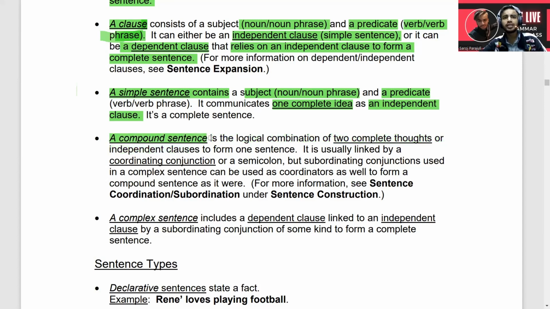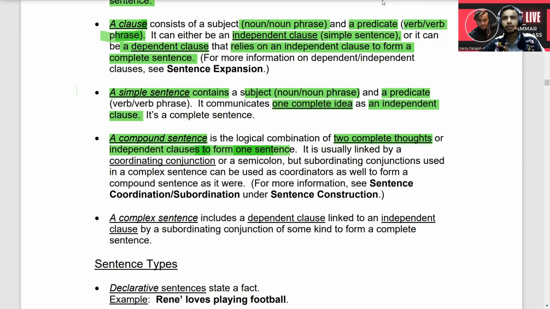A compound sentence is the logical combination of two complete thoughts. Two complete thoughts means two independent sentences or clauses. Clauses or sentences can be used as similar terms as well. So, two complete thoughts, or independent clauses, form one sentence. Now let's see. Don't get confused, guys.